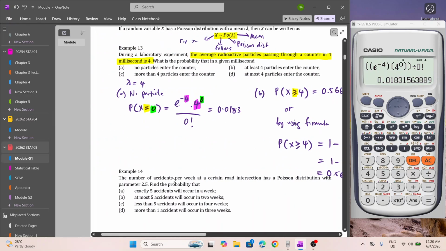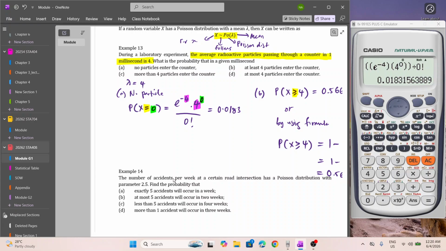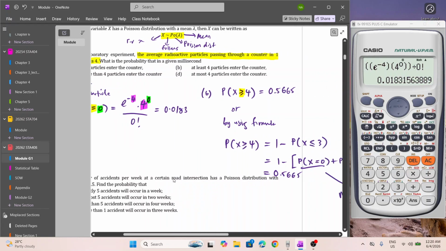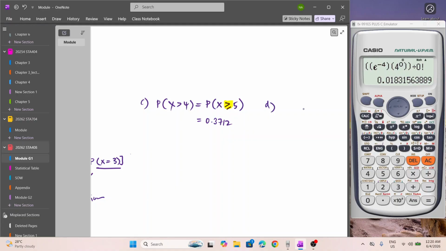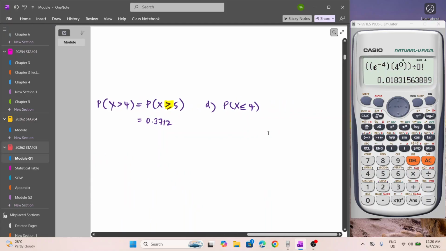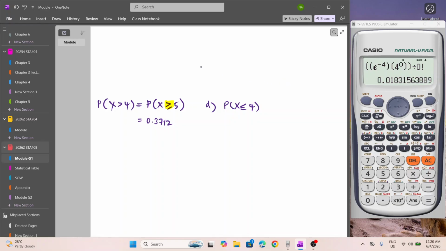And for the last question, at most 4 particles. It means that 4 and below, right? At most 4 particles. So for D, you want to find the probability of X less than or equal to 4. Remember we have discussed this previously.